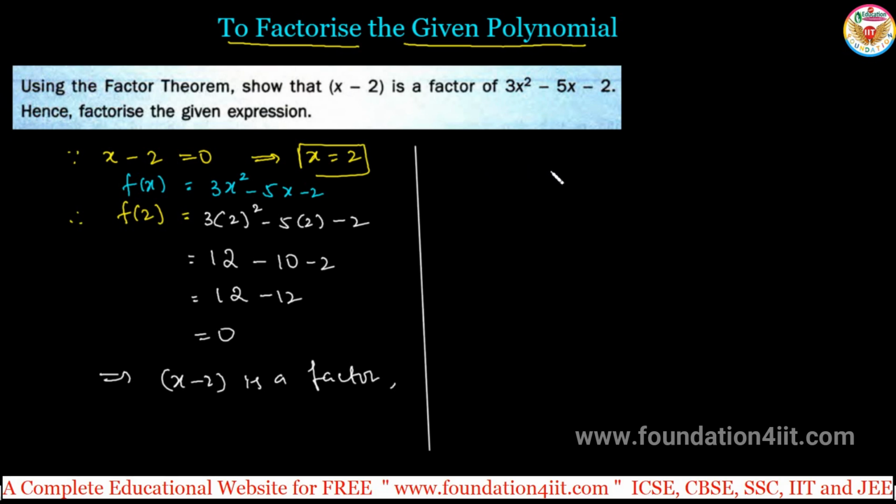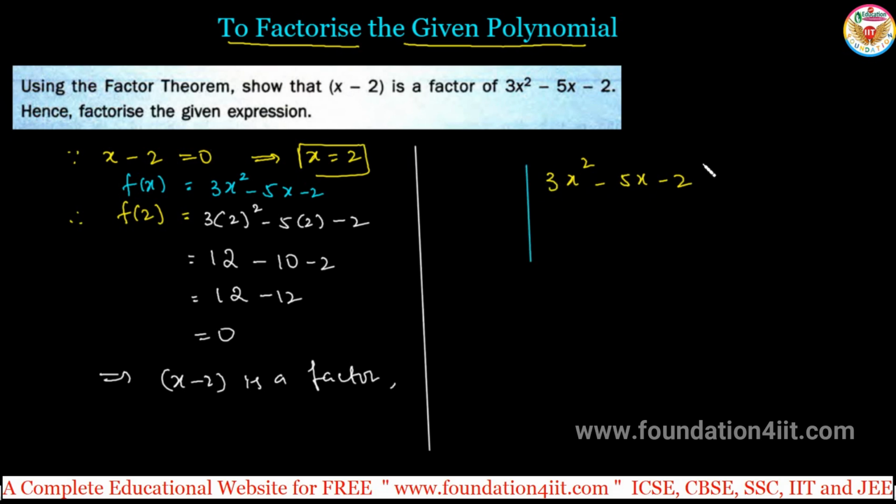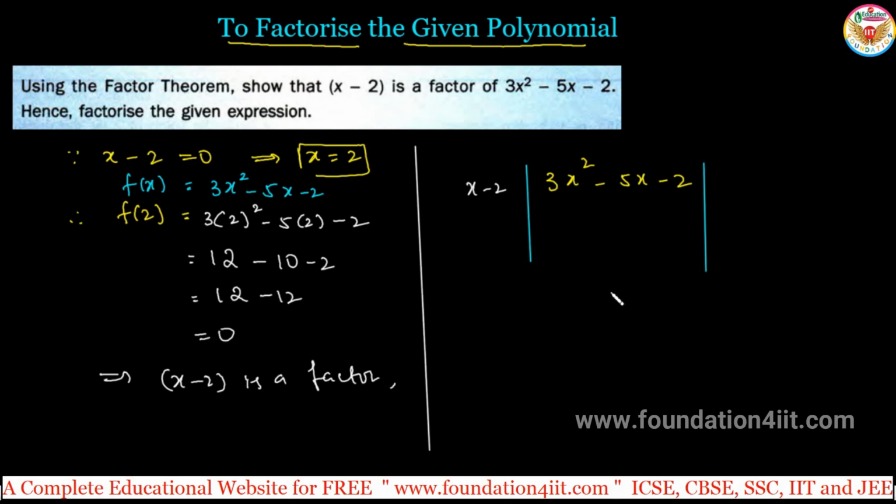After getting this, take this 3x square minus 5x minus 2 divided by x minus 2. So the division method you can use in this. Already studied in previous class, once again I'll show you here. The given expression should be in order, highest power to least power. Now this is the dividend and divisor. Remainder will be 0 anyhow because x minus 2 is a factor. The quotient you have to find out.